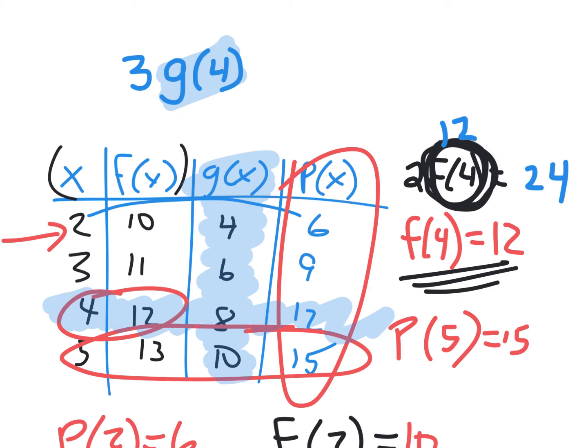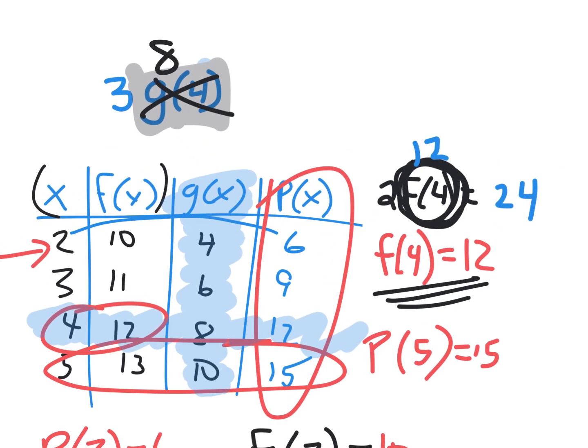Now that I know this is 8, do you see where we got the 8? This part right here is 8. I'm going to cross it off and I want to put an 8 there. Do you think that means 38? No. So, Ian, what do you think the final answer is?